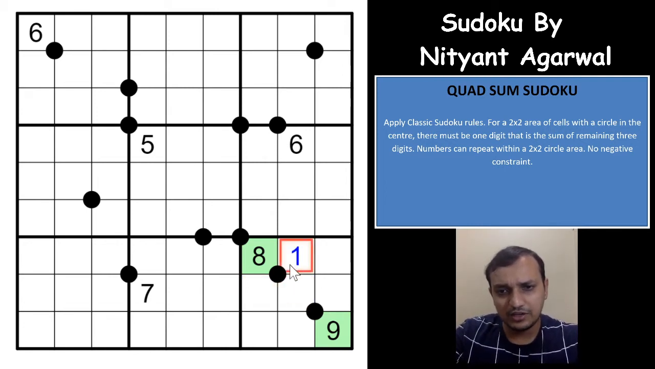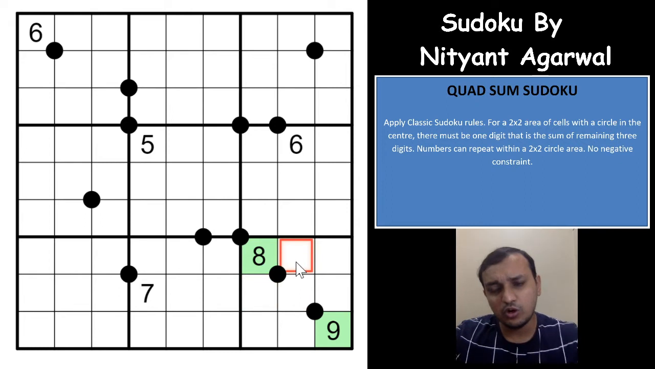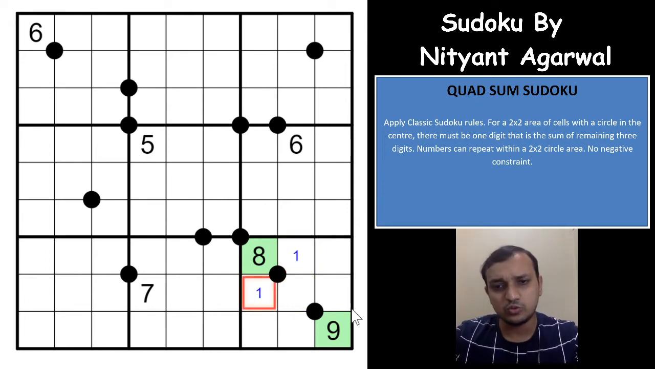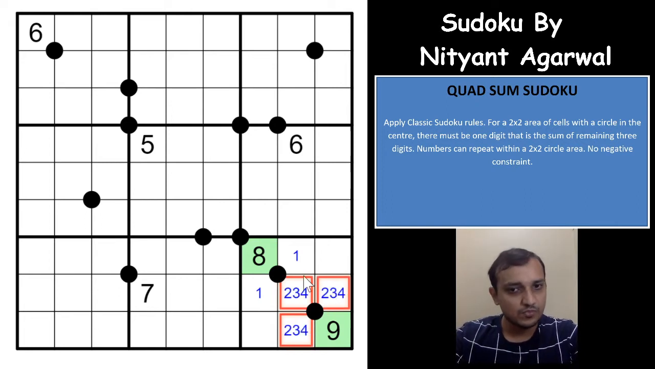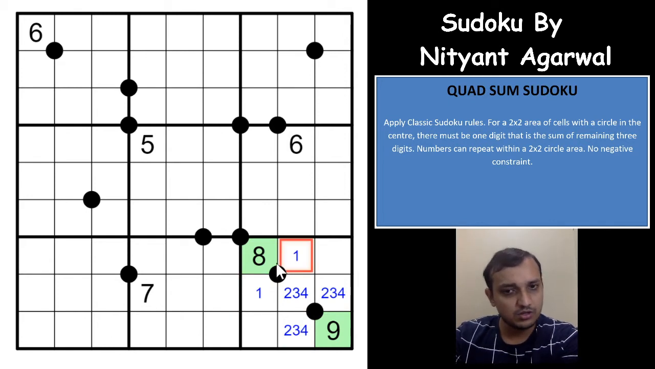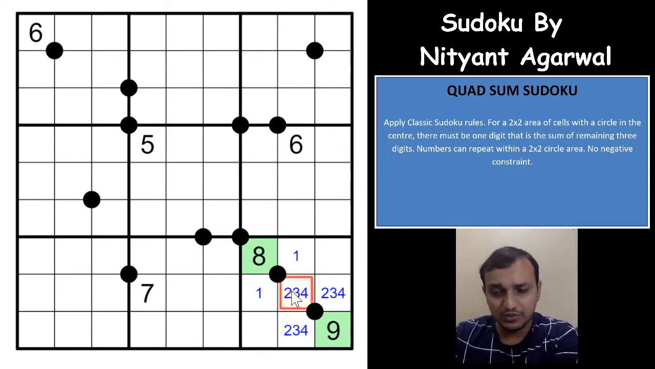So let us assume you don't have a 1 here. Then 1 would have to be in one of these 2 cells, which means these 3 cells would have to be 2, 3 and 4, right? And these 2 cells would have to be... if at all you don't have a 1 here, what we get is this thing, right?